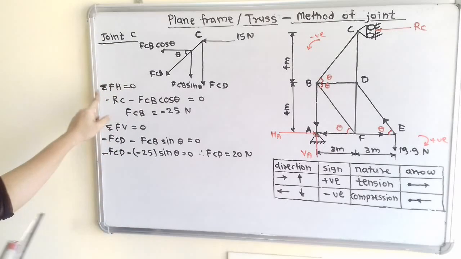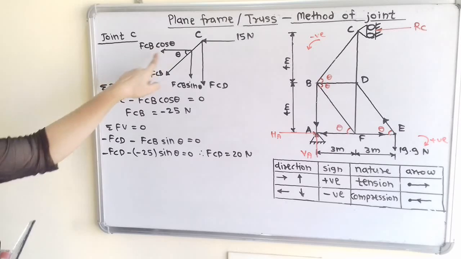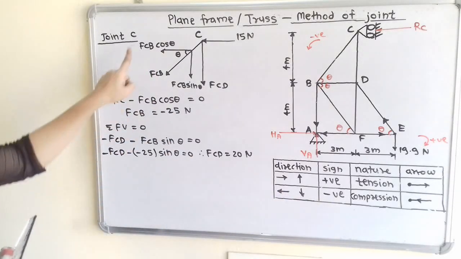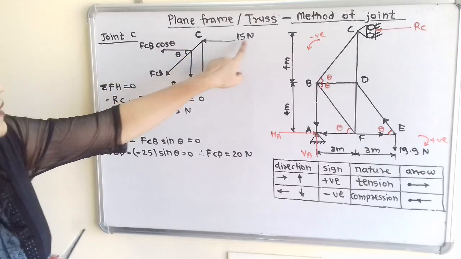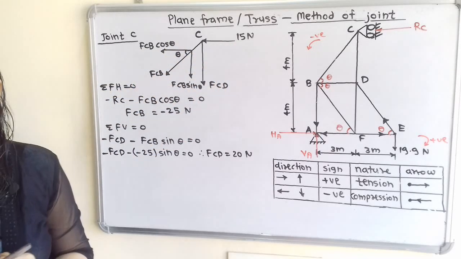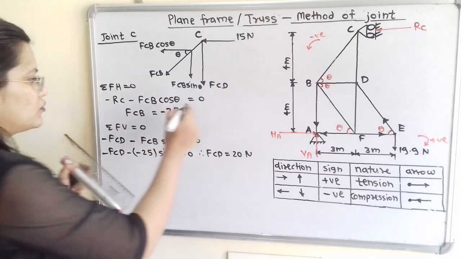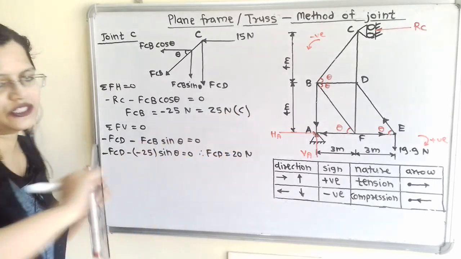So summation of all horizontal forces is equal to 0. So if we observe direction is towards left hand side, so we have to use negative sign, minus FCB cos theta minus RC, that is minus 15, is equal to 0. So FCB is equal to minus 25 Newton. So we will write here 25 Newton and nature is compression.